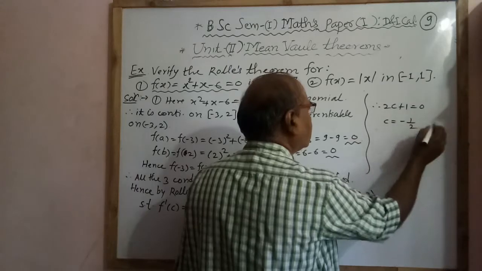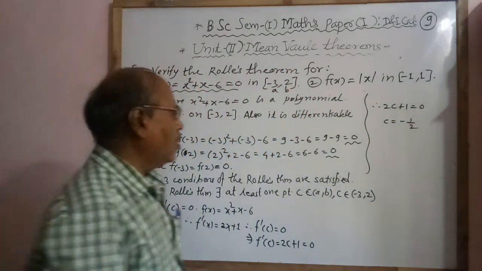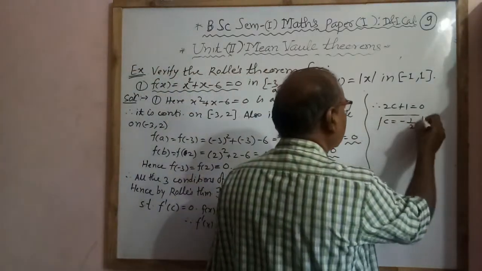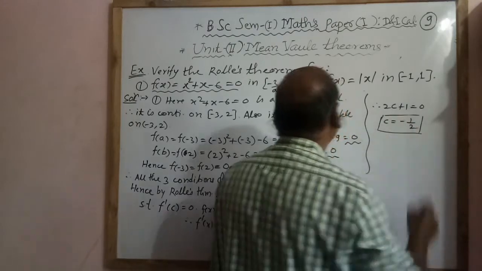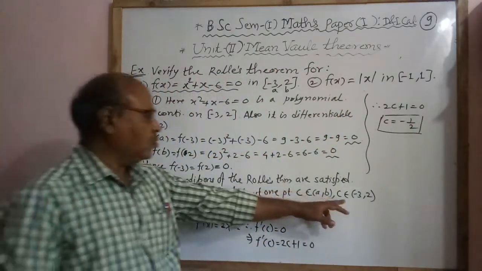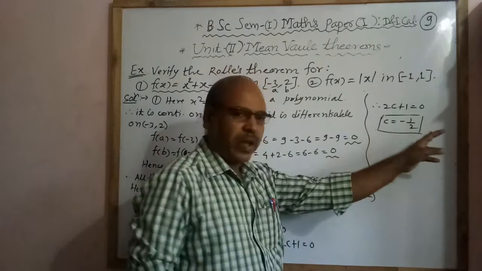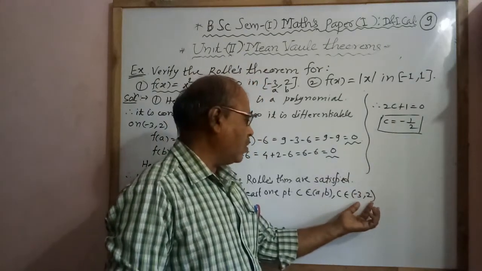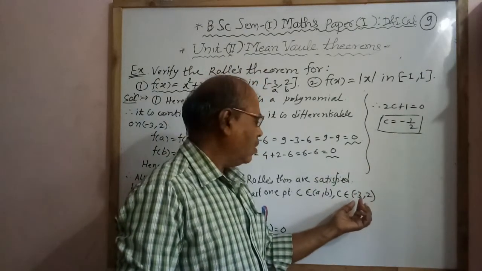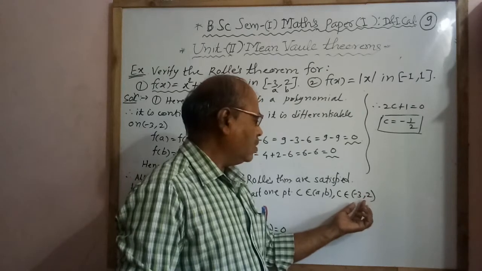Therefore C equal to minus half. Now say whether it belongs to the open interval AB or not. Now the open interval is minus 3 to 2. Now C equal to minus half, which belongs to this interval, because these are the points between them on the number line.